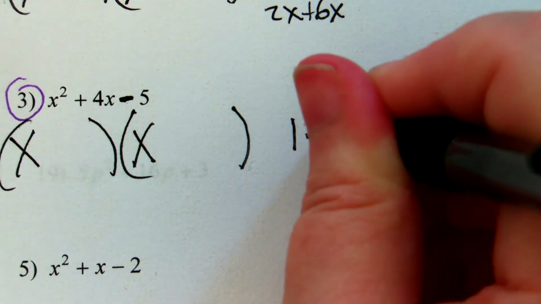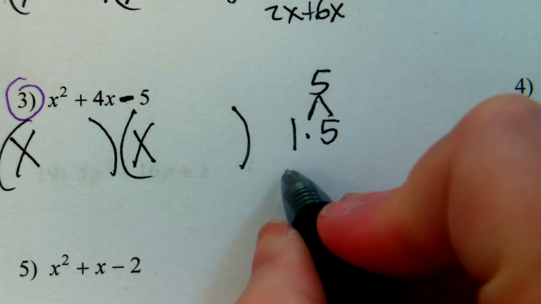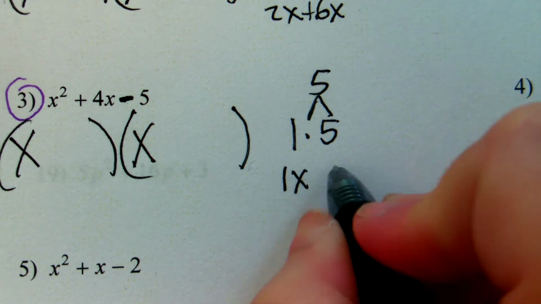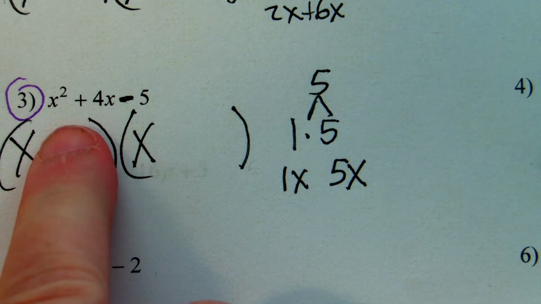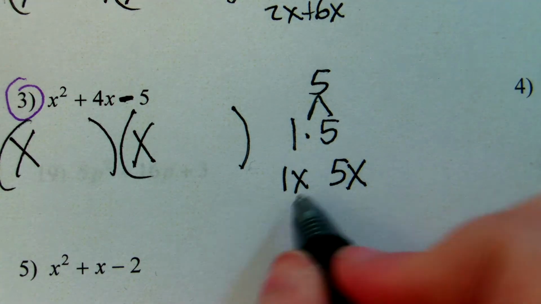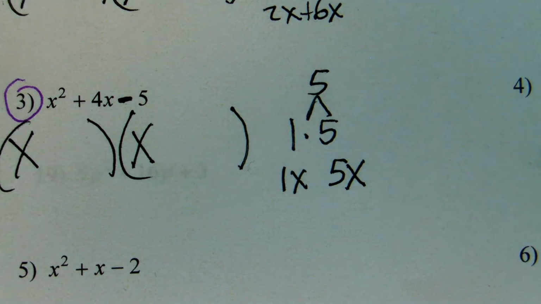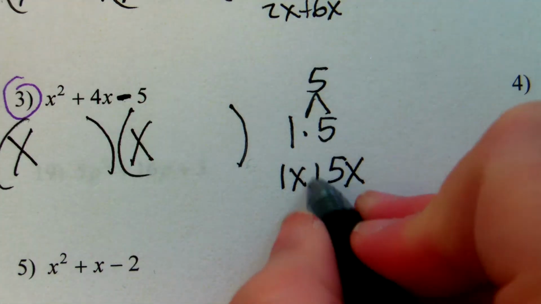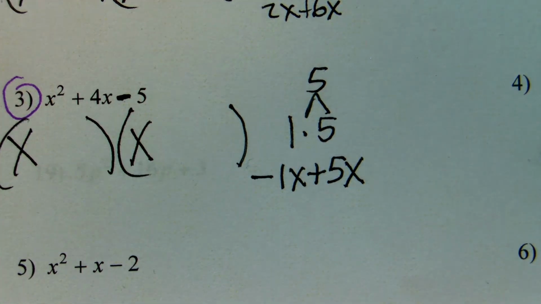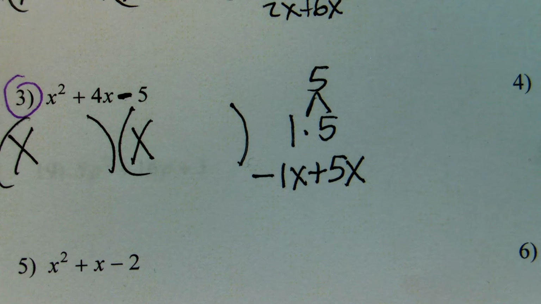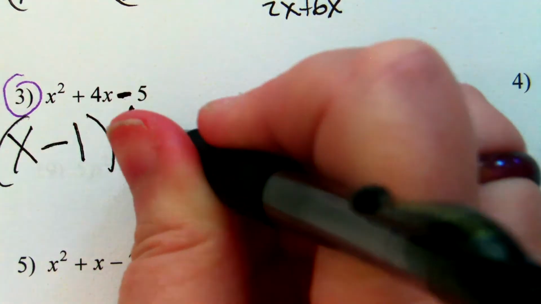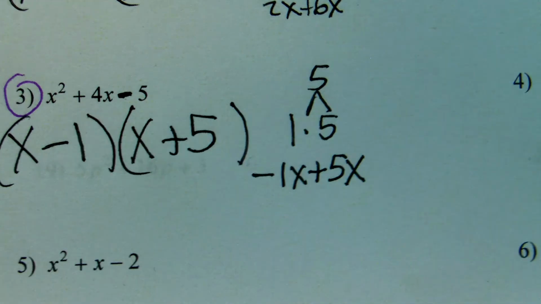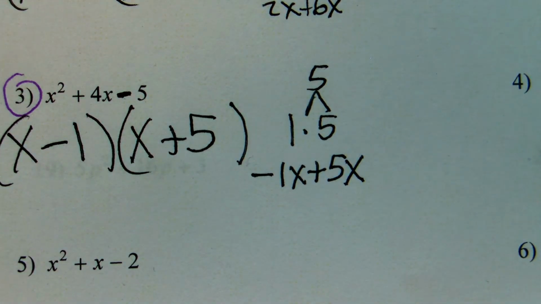So 5 is pretty easy. It's 1 times 5. So we get a 1x and a 5x, and we want a positive 4x. So which one has to be positive? The 5 has to be positive, so that when we add them together or subtract them, we get positive 4. So minus 1 plus 5. And if you multiply it back, you get back to where you started.